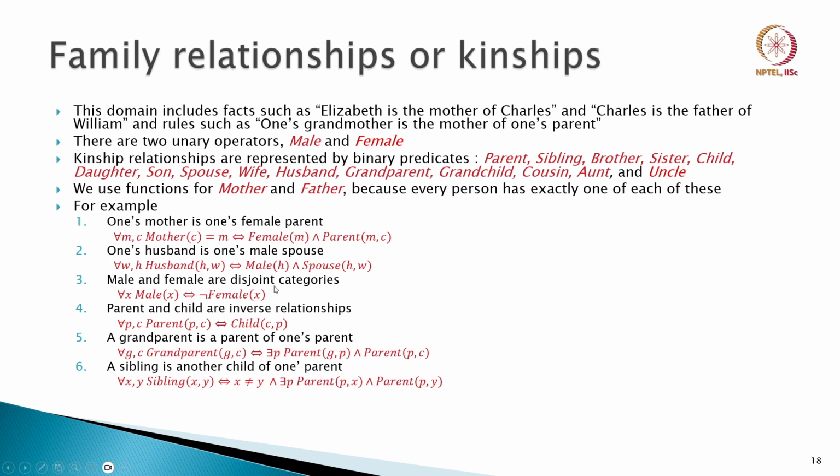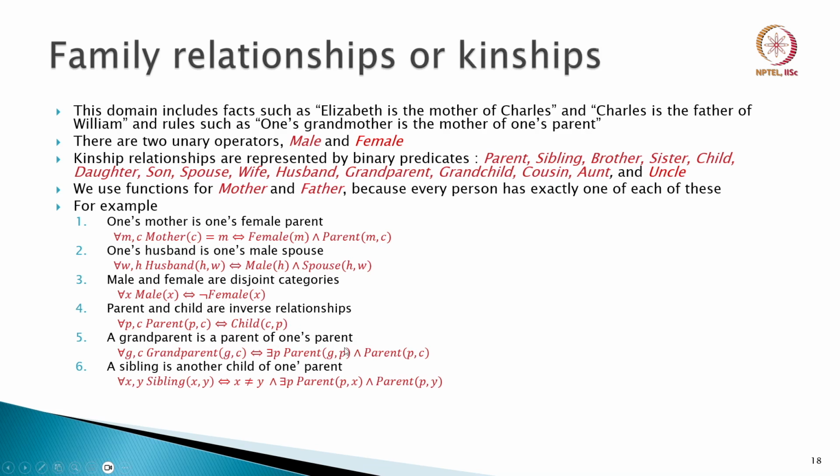Male and female are disjoint categories, which means if somebody is male, they cannot be female. If somebody is female, they are not male. So for all X, male X if and only if not female X. Parent and child are inverse relationships. So in other words, if X is parent of Y, then Y is child of X. So parent P C if and only if child C P.